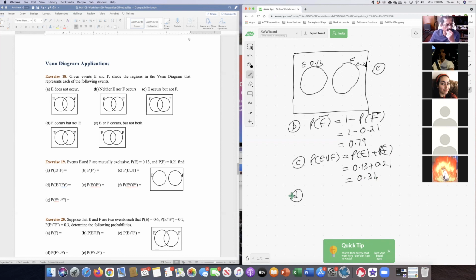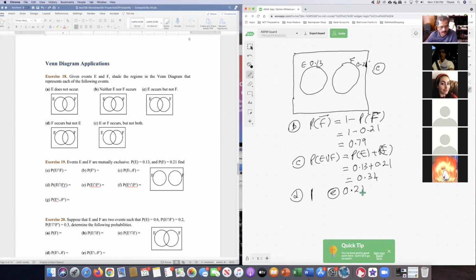Part D is E intersection F complement. So everything outside of the intersection. Well, the intersection is empty. So everything outside of intersection is universal set. So therefore, the answer for probability of E intersection F complement is 1, probability of the universal set. Part E is E intersection F complement. The part of E that's outside of F, that's what that means, which is all of E. So therefore, the answer is 0.21, probability of E.